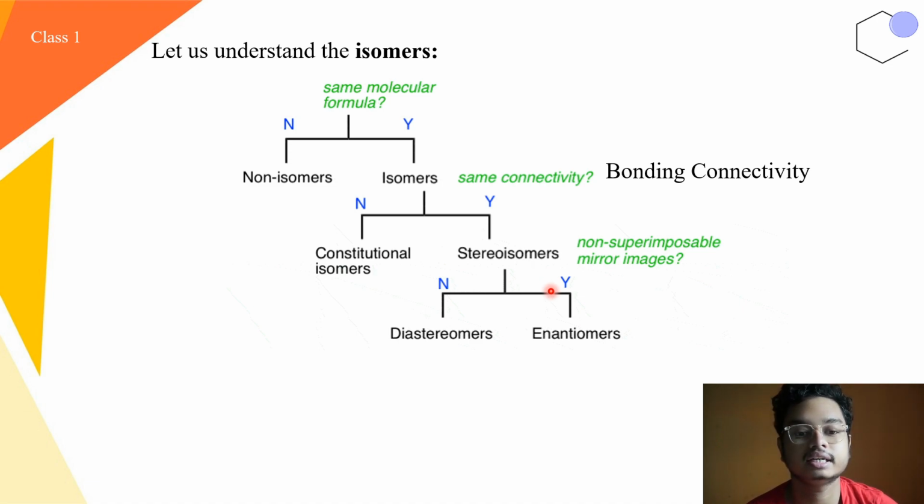Now you might find it a little bit fishy: what is a non-superimposable mirror image, what is the same connectivity, non-isomers, constitutional isomer. I know that it seems a little bit tricky right now, but as we progress in our lectures, you will find that these things are easily understandable. Just bear with me for some lectures. Okay, now let us talk about this example, because many students face issues with connectivity.